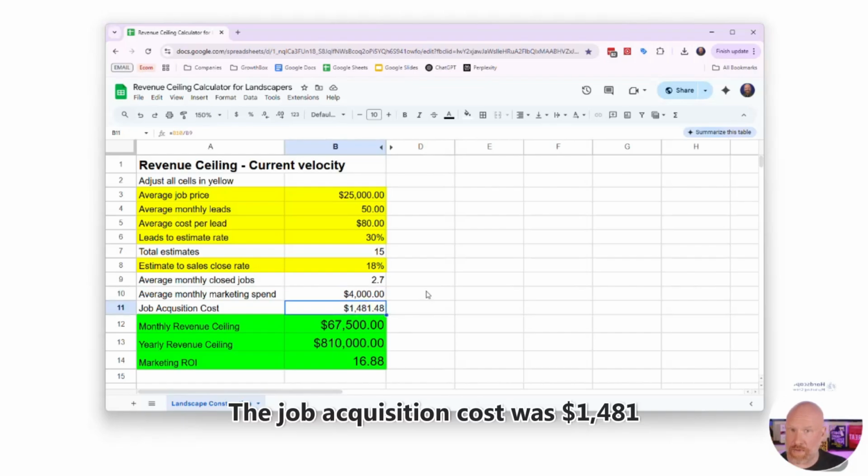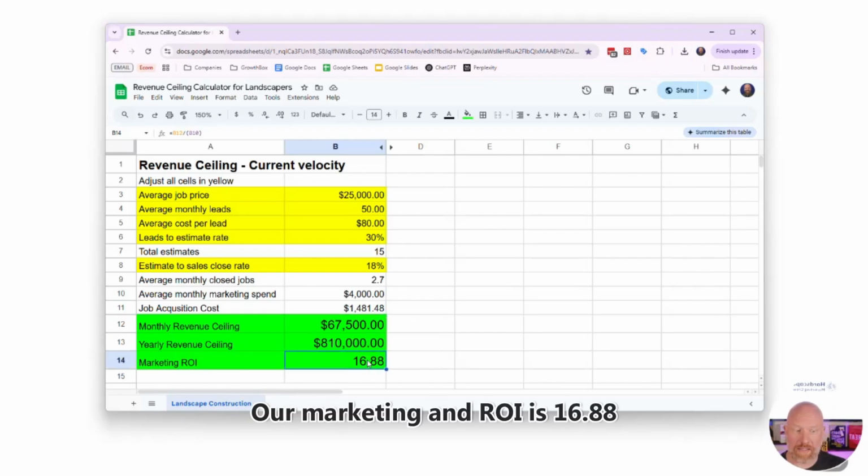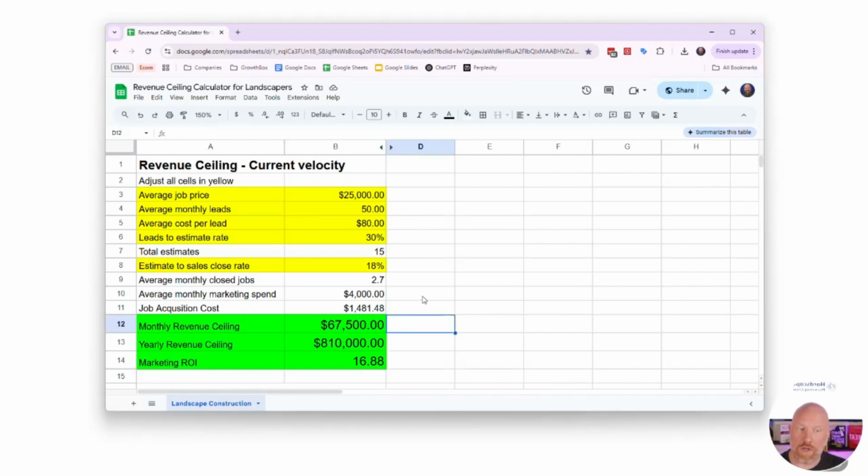The job acquisition cost was $1,481, and we ended up making $67,500 on average. So that's our ceiling. Our yearly ceiling is $810,000. Our marketing ROI is 16.88. Okay, cool. So those are some good numbers for marketing.